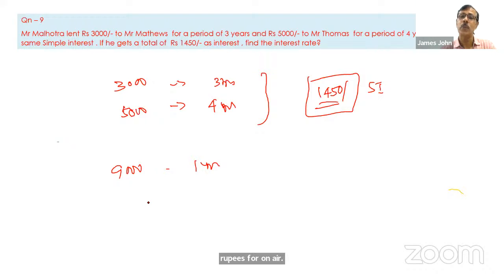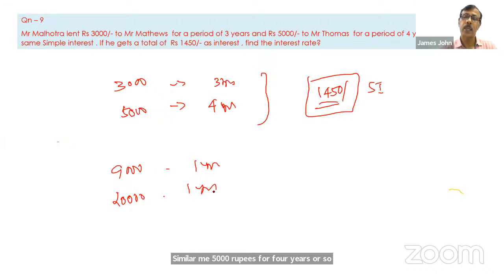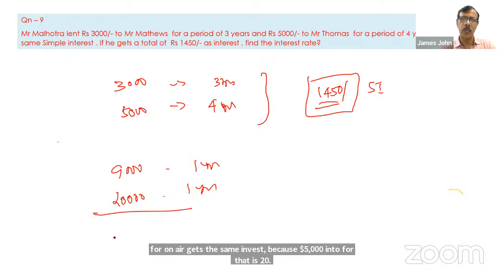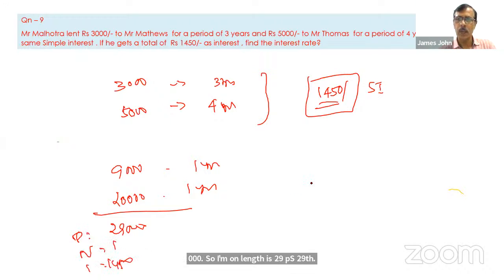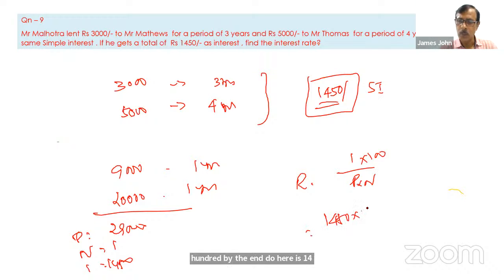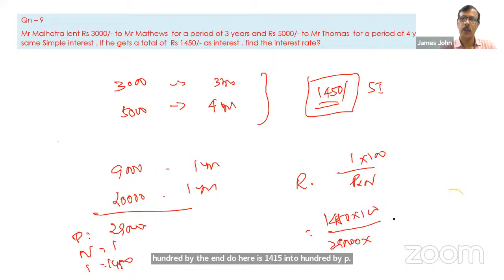Similarly, 5,000 rupees for 4 years or 20,000 rupees for 1 year gets the same interest, because 5,000 into 4 is 20. So you take both to 1 year. So the total amount is 29,000. So the amount lent P is 29,000, N is 1, I is 1450. Calculate R. R is equal to I into 100 by P into N. I is 1450 into 100 by P, 29,000 into 1. You will get the answer.